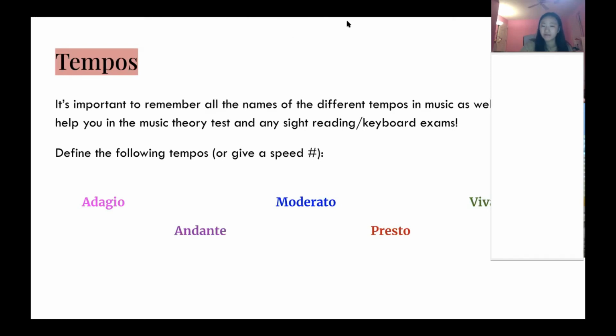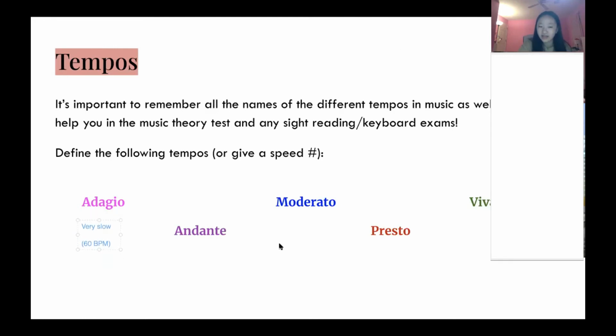Since there's 5, let's just do one person to each one and then we can figure out the last one together. Okay, so actually I'll just go for the first one as an example. So adagio, that means very slow. And I also know the tempo is around 60 beats per minute on the metronome, so I'm just going to write that as an answer. So that's just an example.